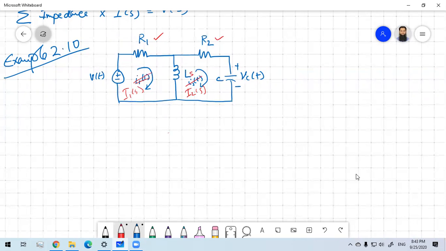So this is now converting to impedance. For the capacitor, you have to write 1 by Cs. This one is now capital V(s). And this is capital VC(s). So the first step is just rewrite everything in terms of Laplace. Then you have to write two equations, one equation for loop 1 and the other equation for loop 2. Okay.